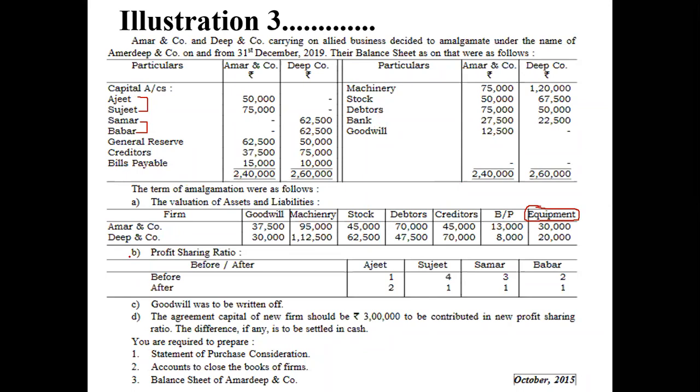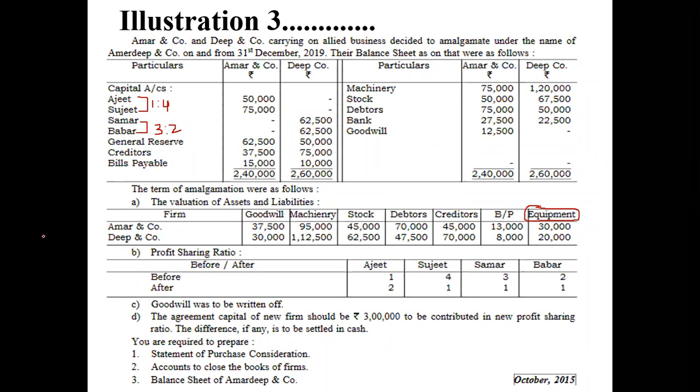Point number B gives the profit sharing ratio of all these people before and after, that is, before amalgamation and after amalgamation. Before amalgamation, the profit sharing ratio between Ajit and Sujit is 1:4, whereas the profit sharing ratio between Babar and Samar is 3:2, and the new ratio between all four partners is 2:1:1:1.